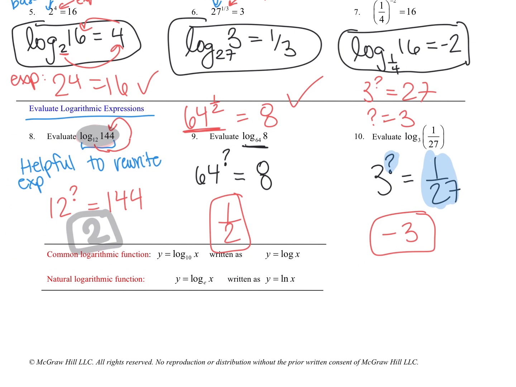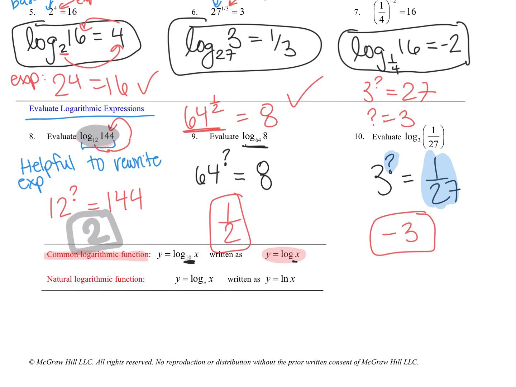All right, there are some other important definitions with logs. One is called the common log function. The common log function says that y equals the log of x base 10 is written as y equals the log of x. That is, if there's an invisible base, it is assumed that the base is 10. The reason why is because base 10 occurs in the real world all the time. It models noise levels, it models pH balances, it models earthquakes.